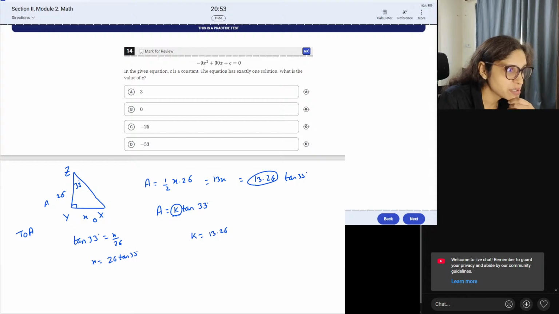Negative 9x squared plus 30x plus c is equal to 0. There's exactly one solution, so discriminant has to be 0.